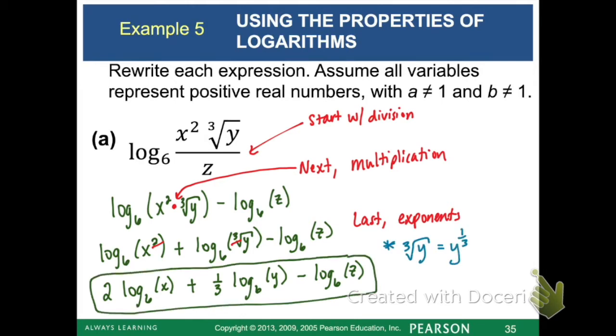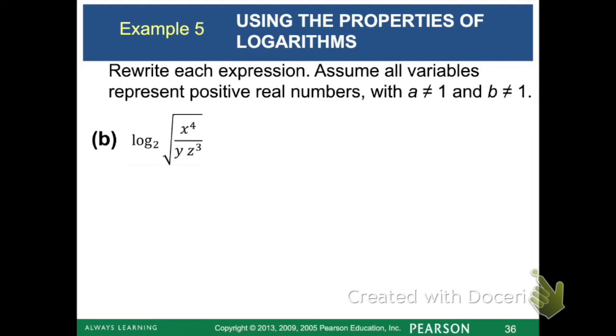One more thing to note, the problem started with a base 6. So notice every time I wrote a log, I put base 6. If I were to not put base 6, then this would be wrong. The 6 doesn't do anything in the problem, but we need to carry it along each time we write log.